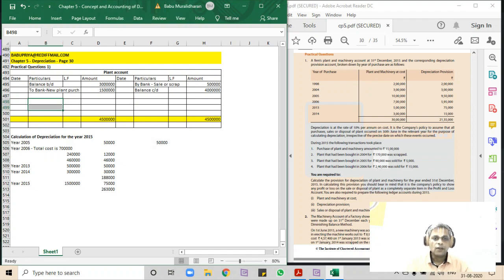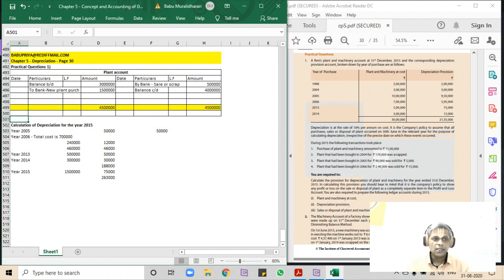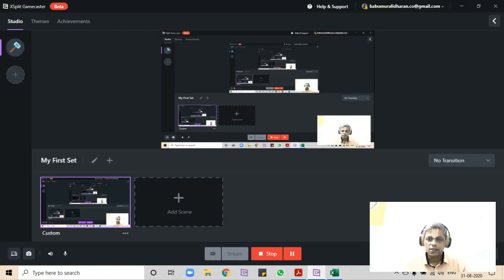Now we have calculated depreciation for the year, and we have calculated the plant cost value. We have to prepare the plant and machinery at cost. We have to calculate the depreciation provision. Depreciation provision for the year is 2,63,000. Now we have to calculate the sale or disposal of plant and machinery. Do we have sale of plant and machinery? Yes, we do. I hope so far this is clear.